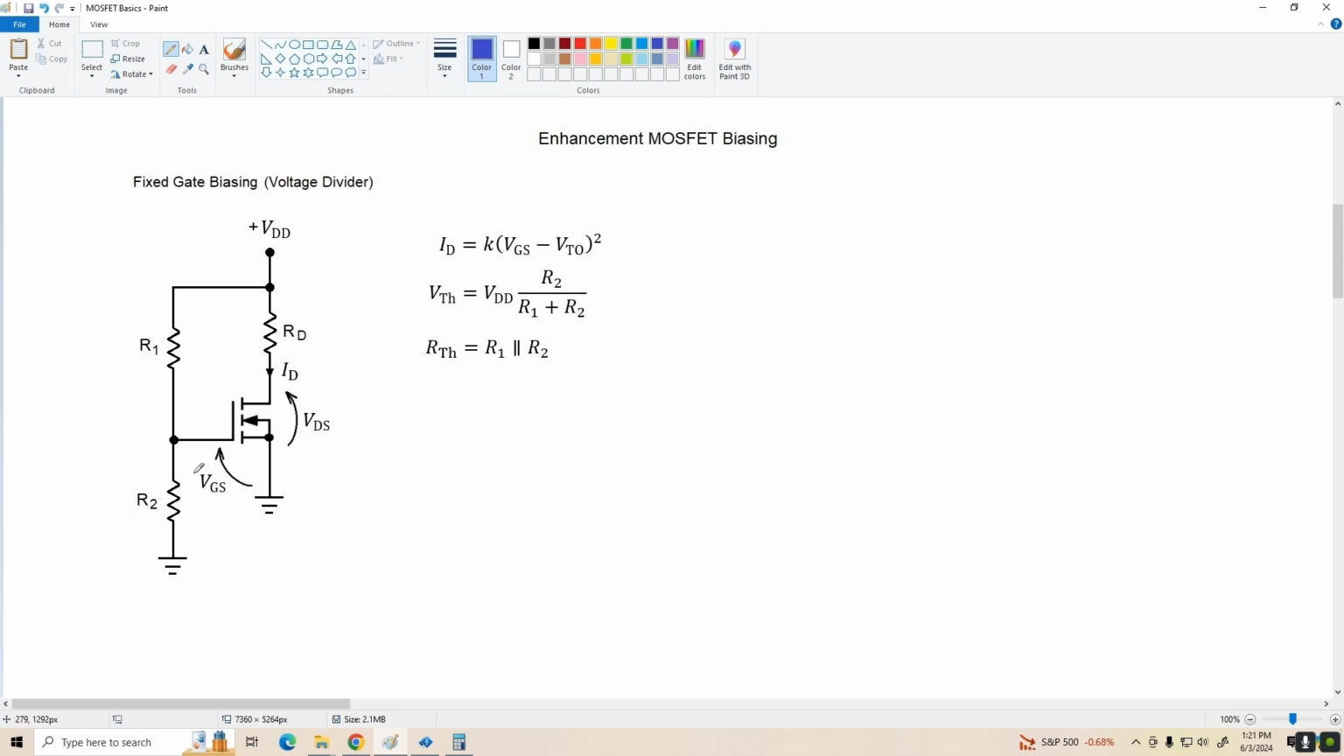All right, we're going to determine the drop on R2, which is VGS, back substitute into the drain current equation, and we've got our answer. And because it's so simple, let's just go do a couple examples.